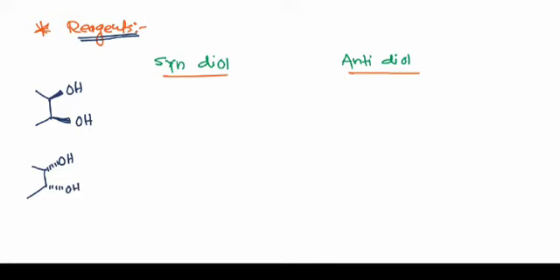What about the anti-diols? The anti-diols are those where the stereochemistry differs. Here one is above the plane, the second is below the plane, or here below the plane and above the plane. Now what reagents are going to be used here? We'll discuss the reagents required for this transformation.